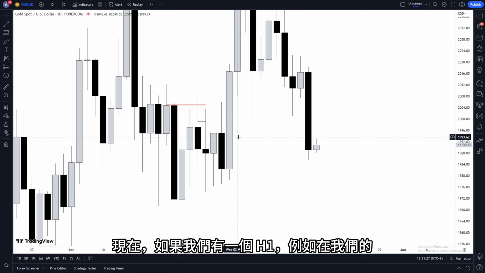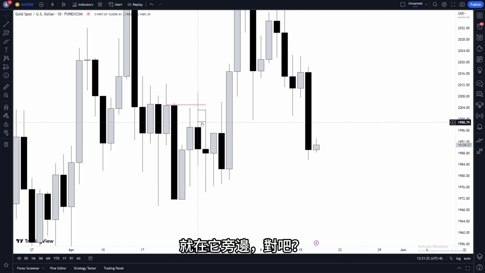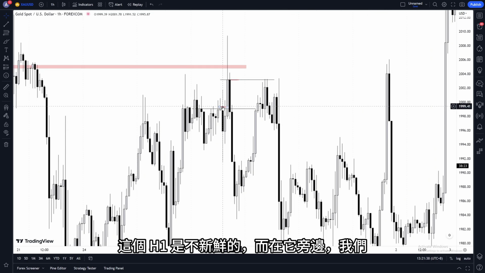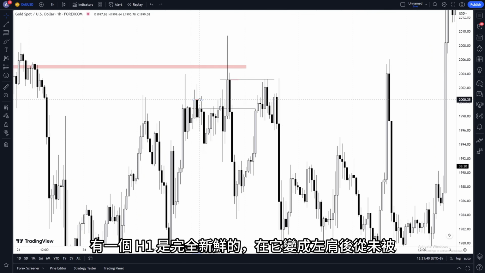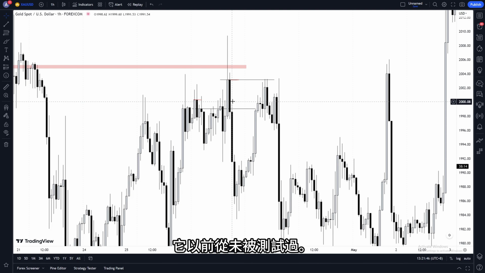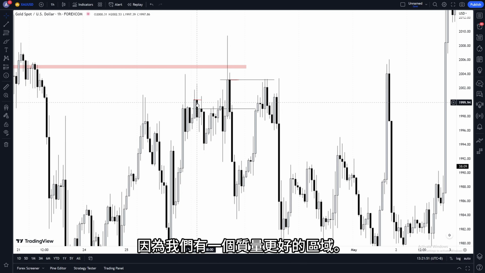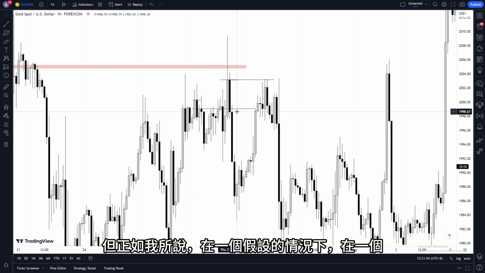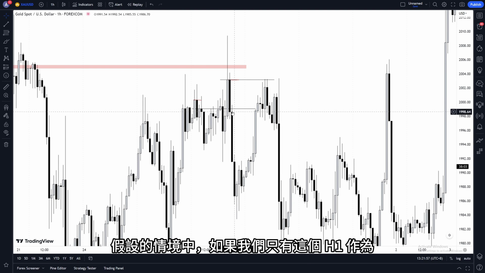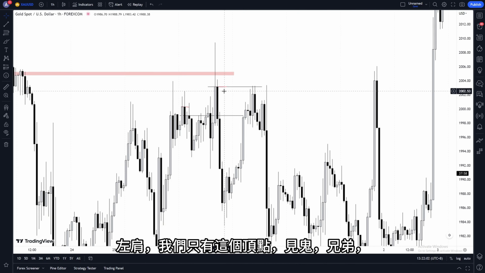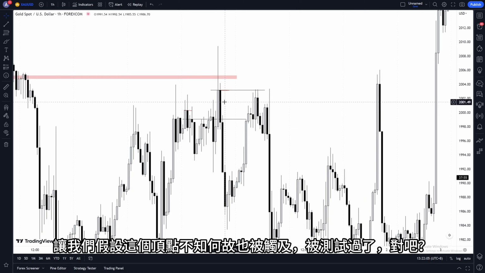Now, if we have a H1, for example, in our case, we have a H1 that is unfresh, and right next to it, let's go back to the H1, bear with me here, this H1 is unfresh, and right next to it we have a H1 that is perfectly fresh, never been tested. After it's become a left shoulder, it's never once been tested before. Would I still choose this H1 that is unfresh? No. Why? Because we have a better quality zone. But as I said, in a hypothetical situation, if we only have this H1 as a left shoulder and we only have this apex, heck bro, let's assume this apex was somehow even tested, right?